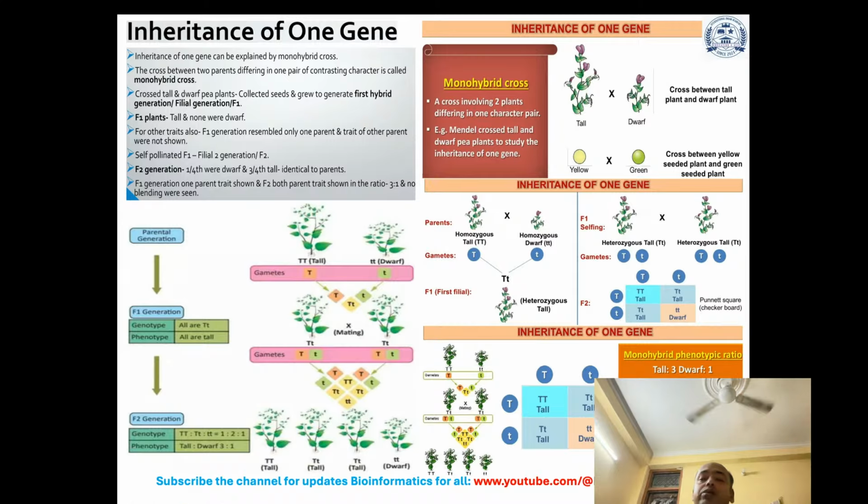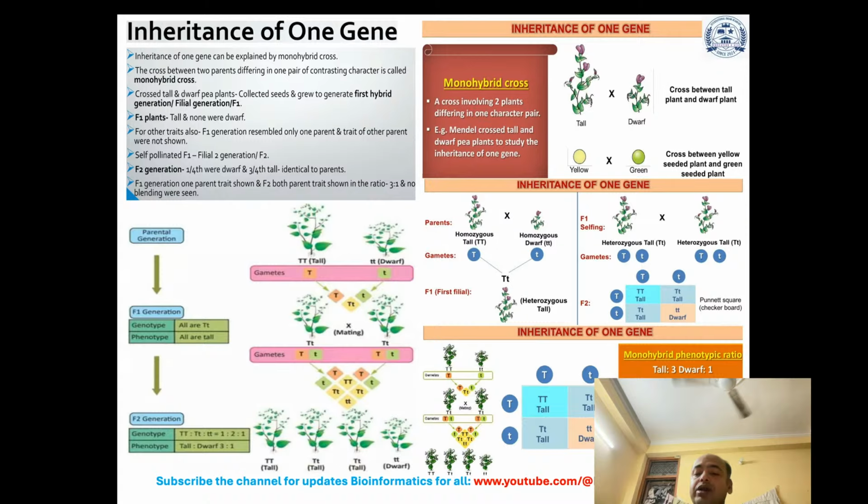Now, you can also understand a cross involving two plants differing in one character pair, that is a monohybrid cross. For example, Mendel crossed tall and dwarf pea plants to study the inheritance of one gene. As you can see, tall and dwarf, yellow and green: a cross between a tall plant and a dwarf plant, then a cross between yellow and green plants. Now you can see it in a different way, and what is F1 or first filial generation and F2 second filial generation. These things you need to understand.